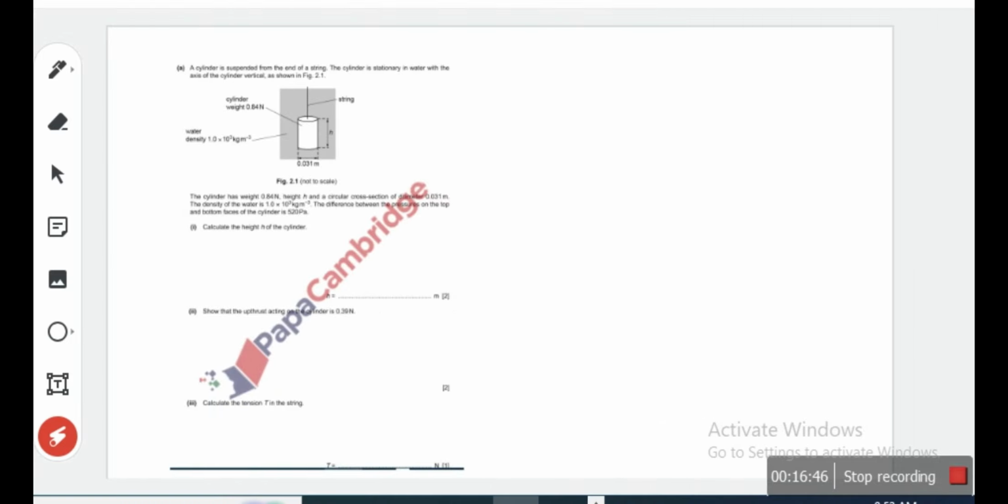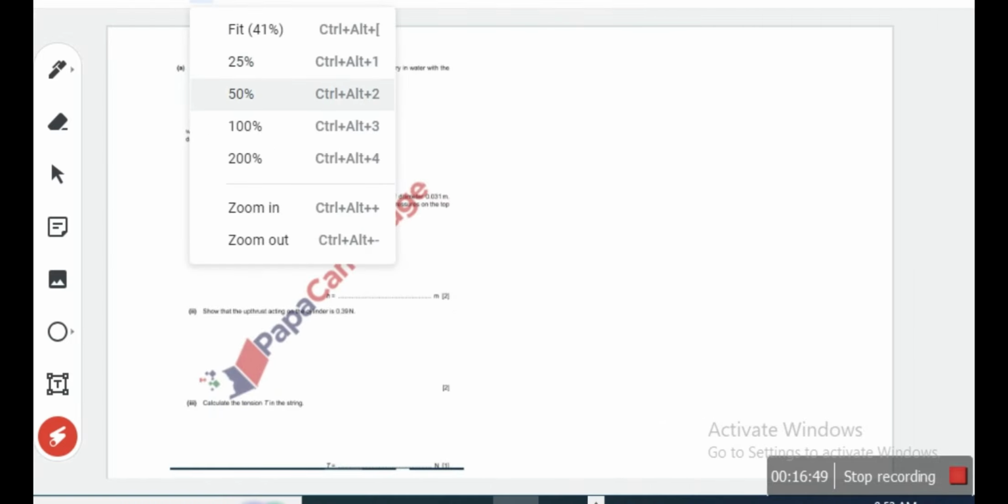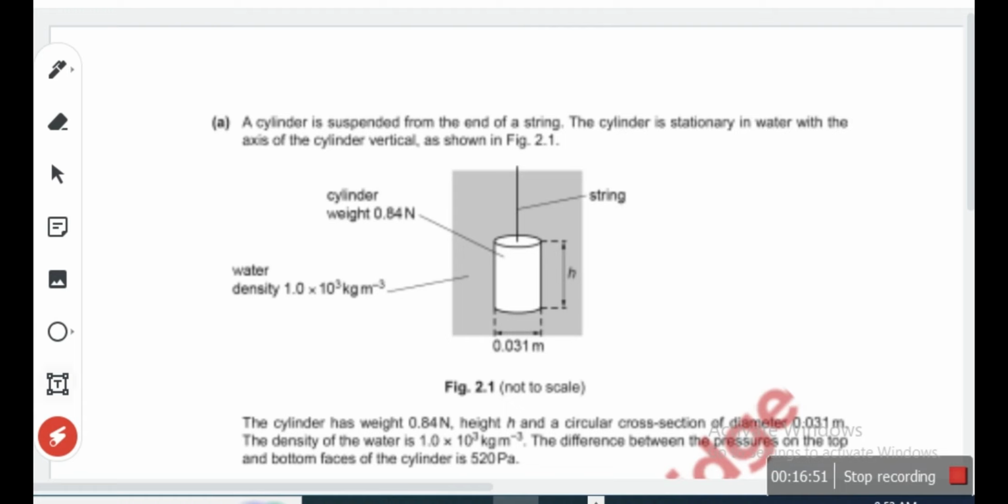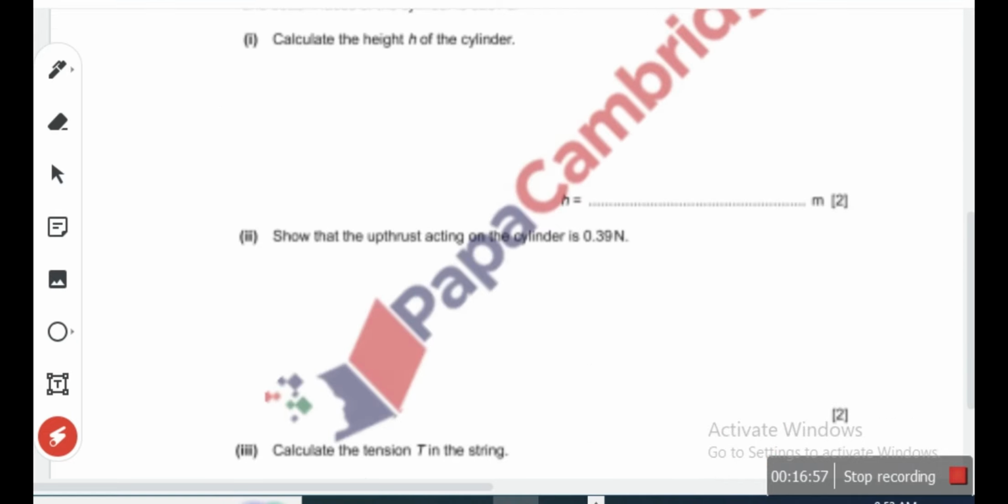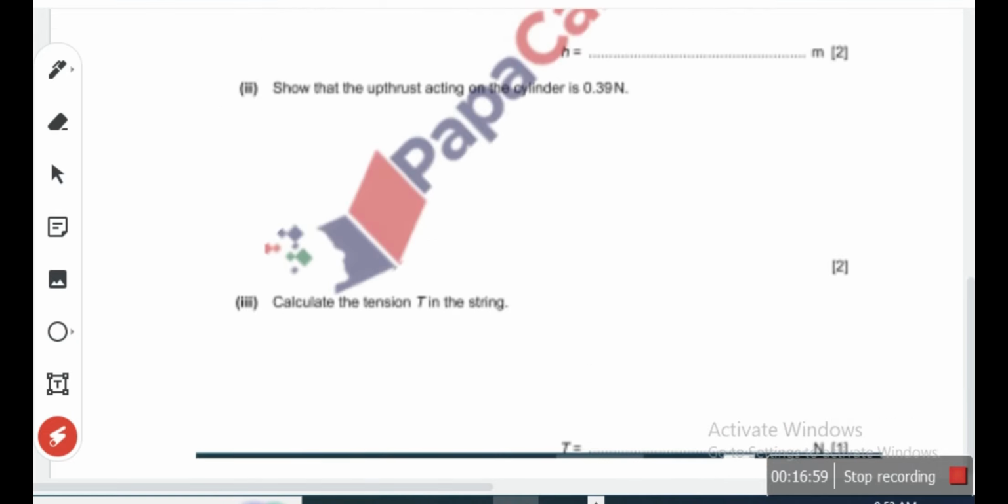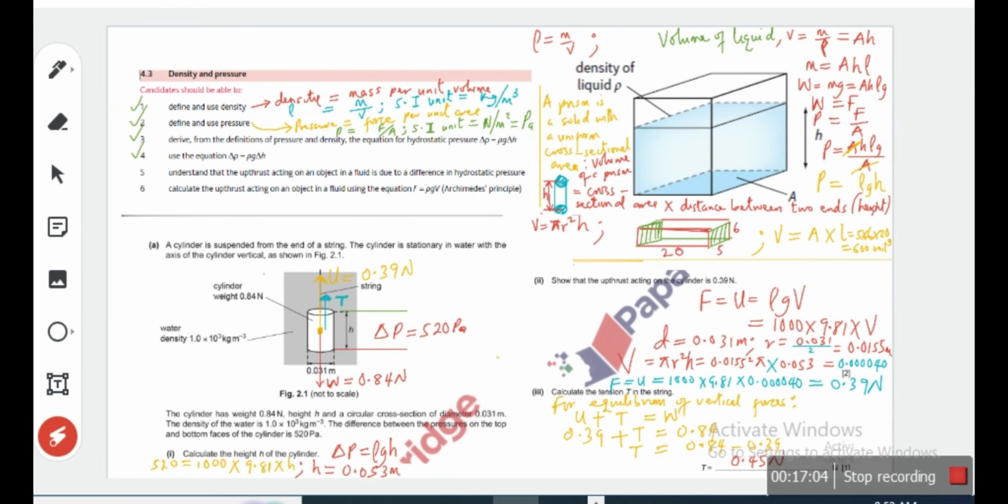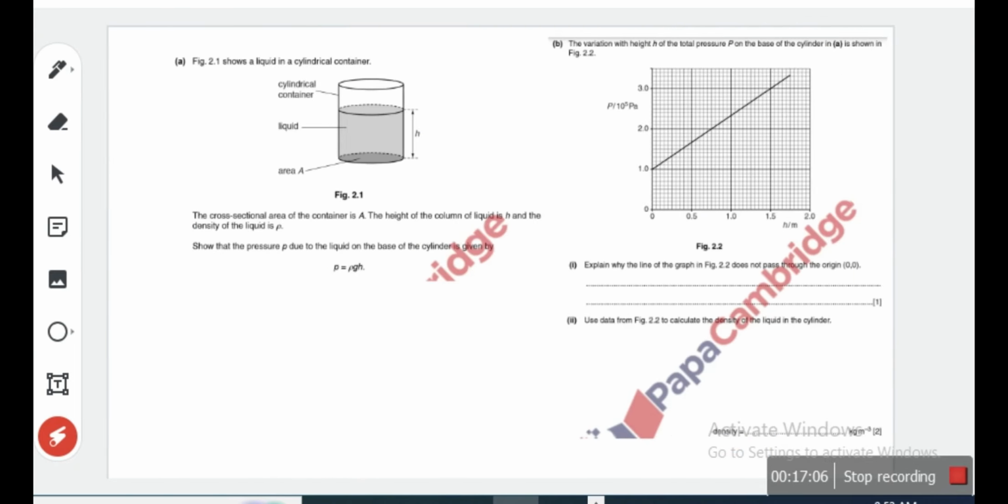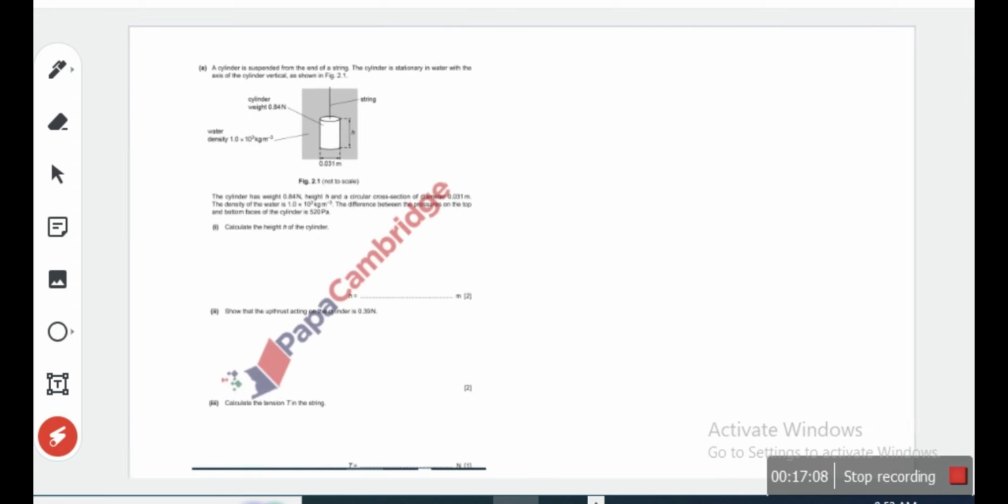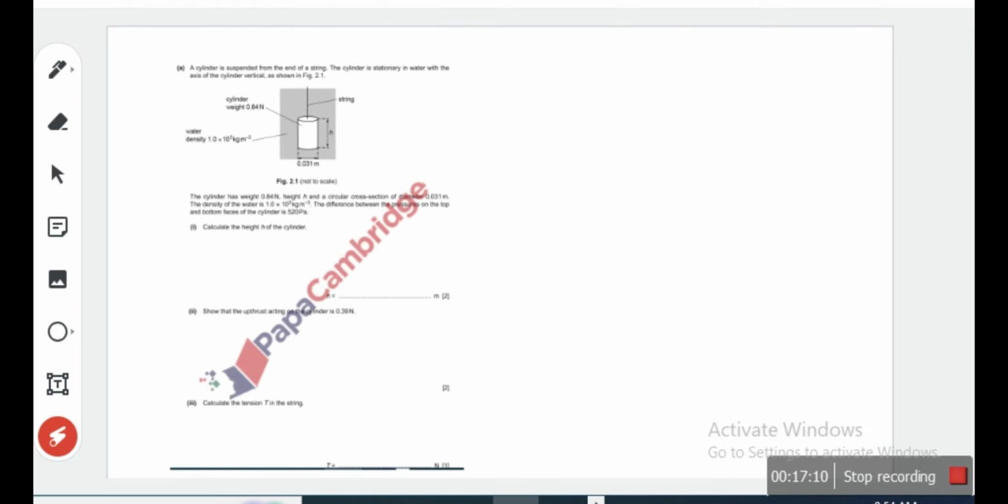And then the other question, you can also attempt it. It says, a cylinder is suspended, and so on. This is the same one we did. Did I copy it twice? Okay, I mistakenly copied it twice. Alright, there could be other ones you can attempt. There are many other ones you can attempt.